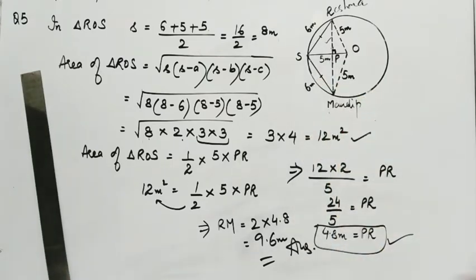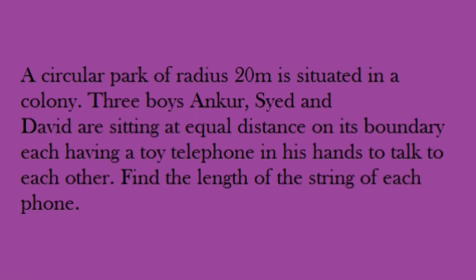Okay, so one of the most important questions, check all the steps carefully. Now the next question, a circular park of radius 20 meter is situated in a colony. Three boys, Ankur, Sayyad and David, are sitting at equal distance on its boundary, each having a toy telephone in his hands to talk to each other. Find the length of the string of each phone.